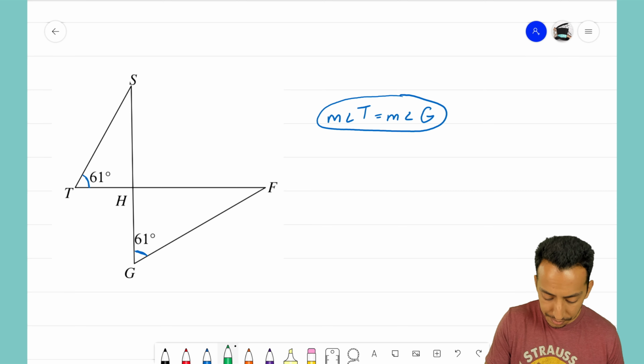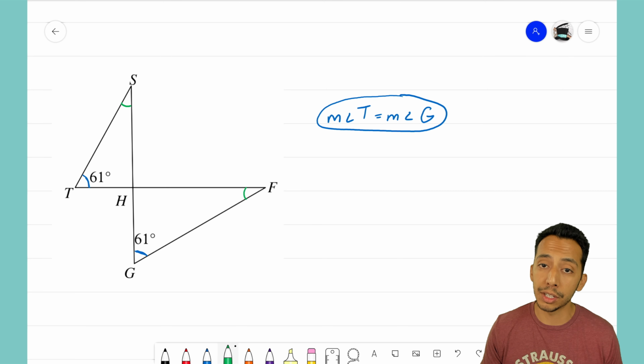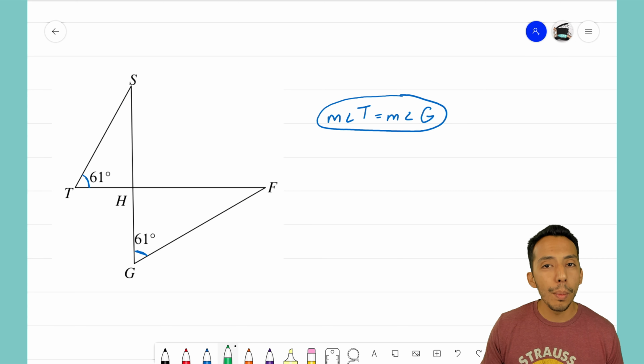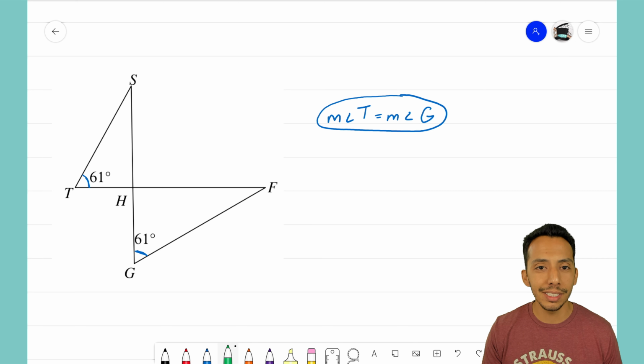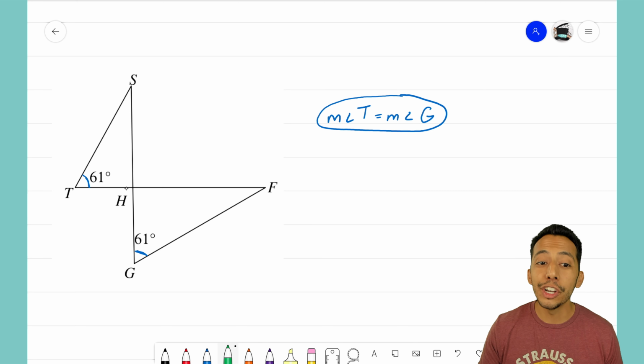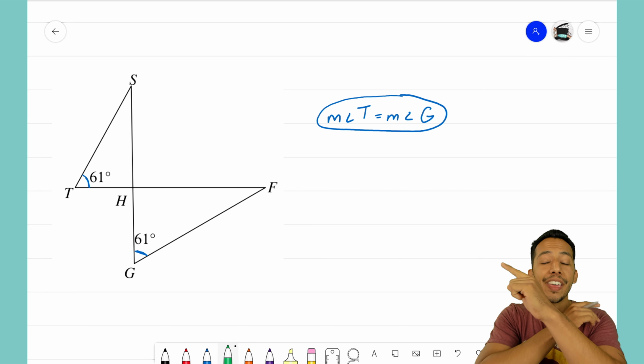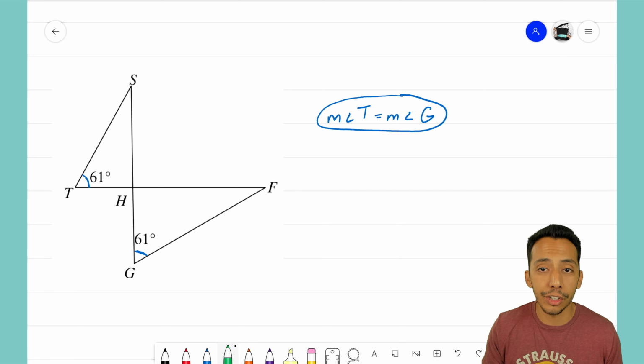And you might be thinking, S and F look like they're the same angle, but we don't know that. There's no markings there to show that. But what I do want you to focus in on is what's happening there at the center at point H. Notice I have two lines that are intersecting. When we have two lines that intersect, it creates vertical angles. And that is exactly what we have going on here.